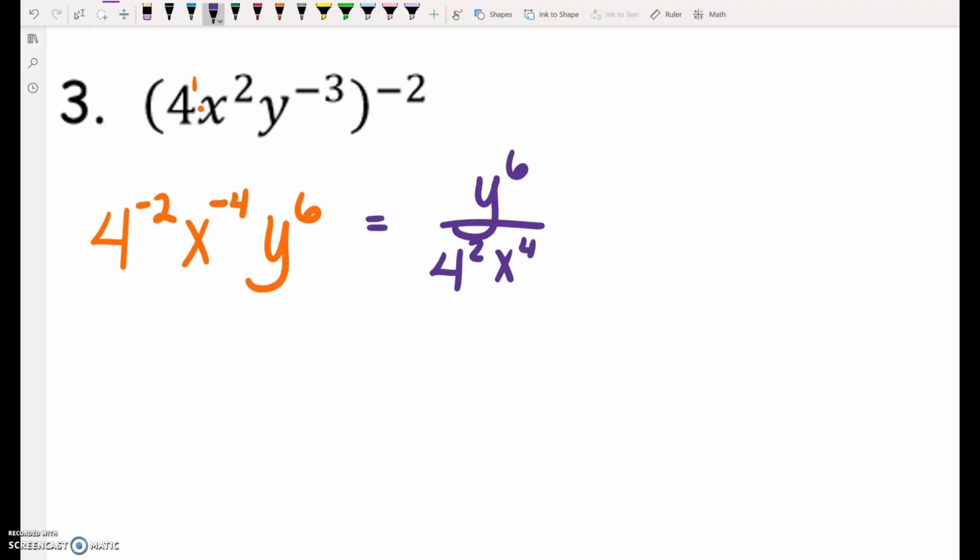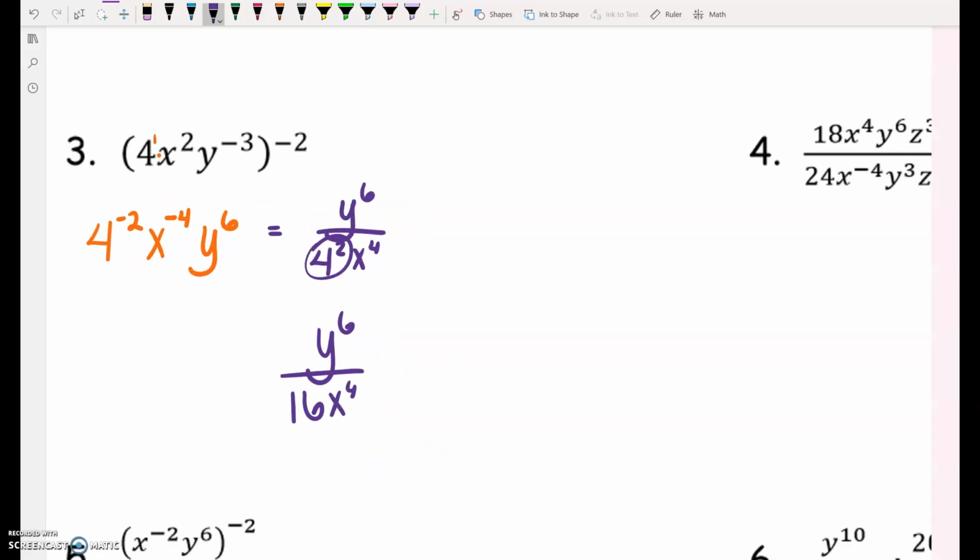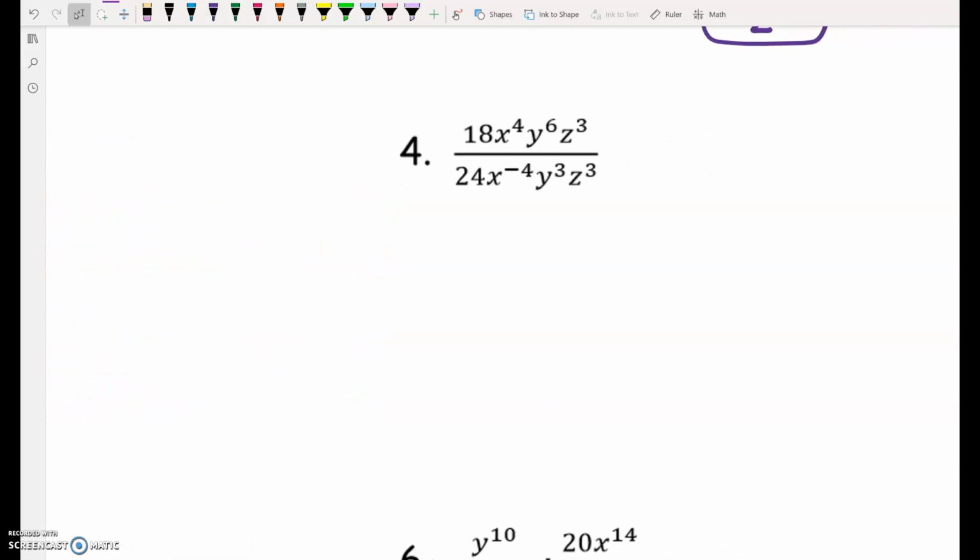So let's practice how we would do this on the bottom half of our worksheet. If we were actually going to fully simplify and evaluate, we would need to do 4 squared. What is 4 squared? 16. So our final answer would be y to the 6th over 16 x to the 4th. If we get something bigger, I'll make sure that we all know how to put that into our calculator.